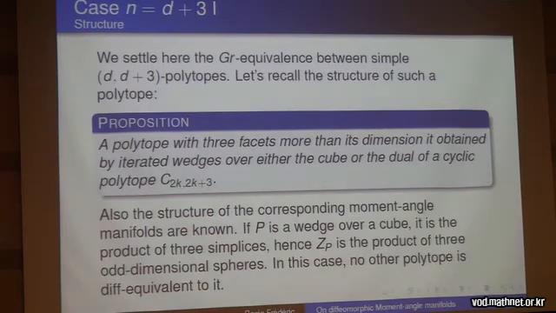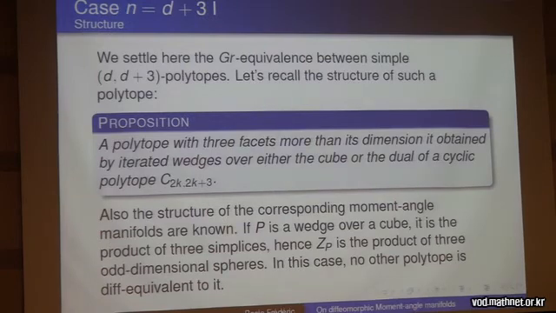So, an important application of wedges to graded equivalence is for polytopes of dimension d and with d plus 3 facets. The structure of such polytopes is known. Namely, such a polytope is obtained by repeated wedges over well-known polytopes. The one is the cube, and the others are called dual cyclic polytopes.